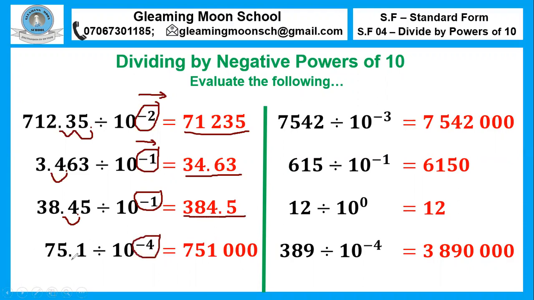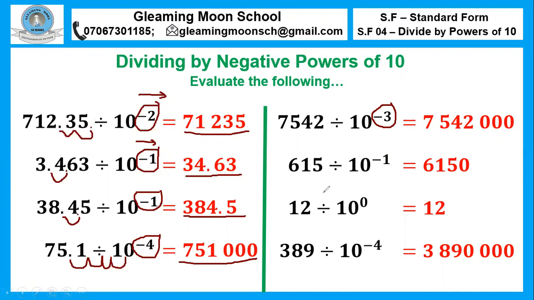And here you have a negative power of 4. So that means you're going to move your decimal point 4 places to the right. So you go 1, you go 2, you go 3, and you go 4. So you have 1, 2, 3 places that you need to hold with 0. And that is why you have 751,000.